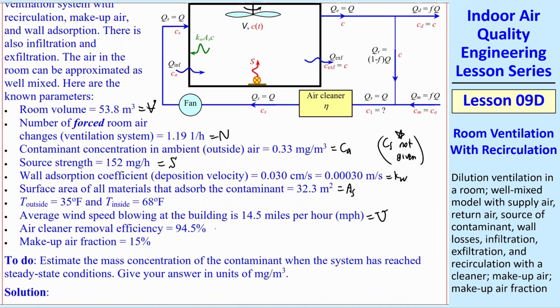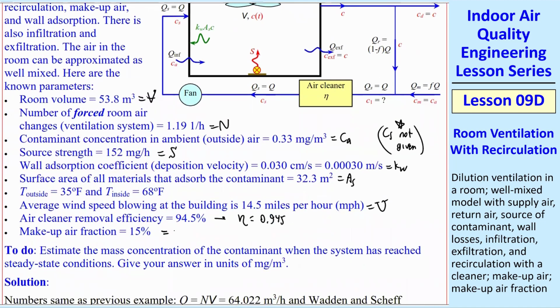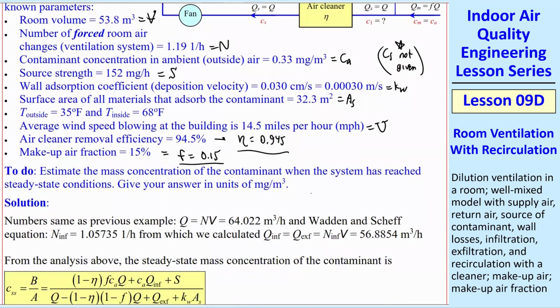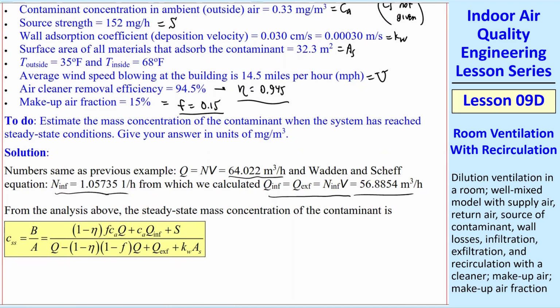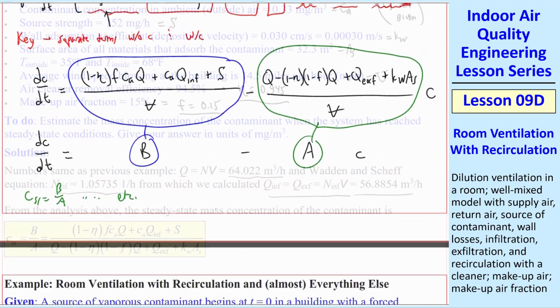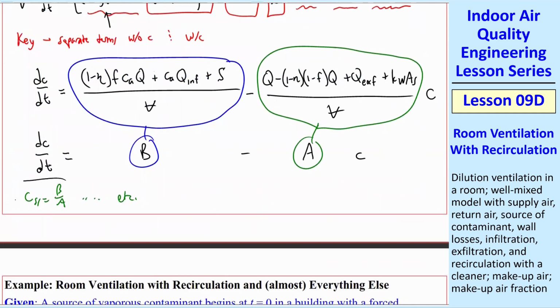Now we have an air cleaner, so we would write eta is equal to 0.945. Don't use percent in your equations, use the number. Also, F is equal to 0.15. We want to find the steady state mass concentration. It's the same numbers as the previous example. Now I took my B and my A from here. You take B over A to get CSS.